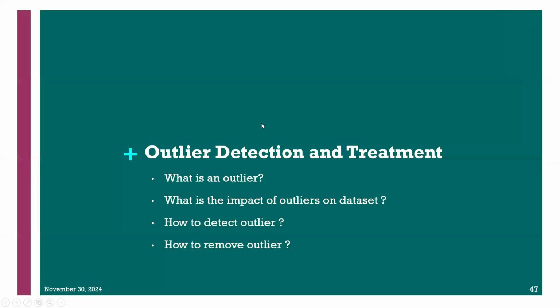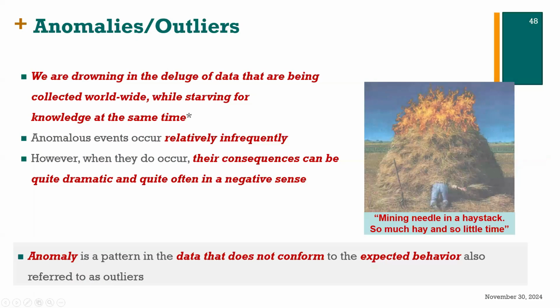Now, let's move on to our outlier detection that is slated for today. In outlier detection, we are going to look into what an outlier is, what the impact of outliers on the data set is, how we detect them, and how to remove them. Hopefully, we are going to see how far we can go. When we say outlier, some people also call it anomalies. Outliers can also be referred to as anomalies, meaning something is not going right in your data set.